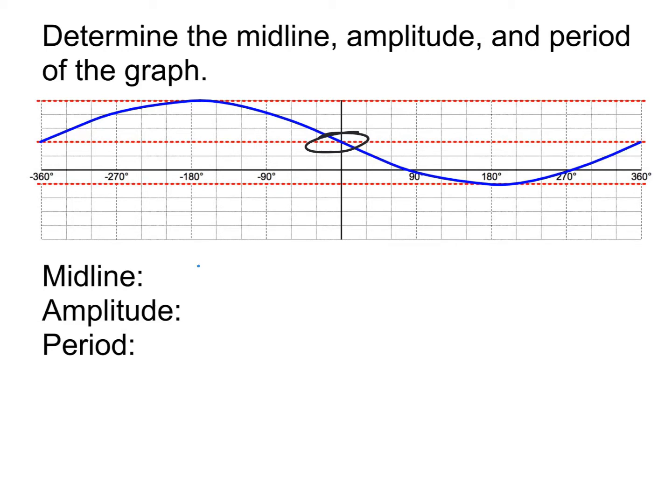Now, when we write the midline, we don't just write 2 though. The midline is a line, of course, and so we're actually going to write y equals 2, because that then makes it the equation of a horizontal line.